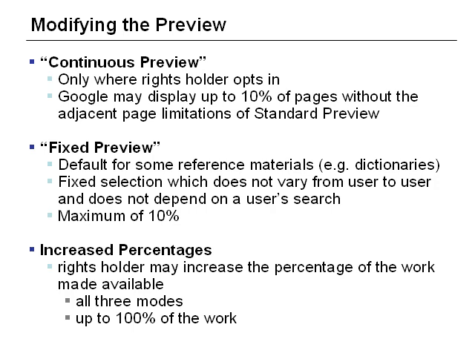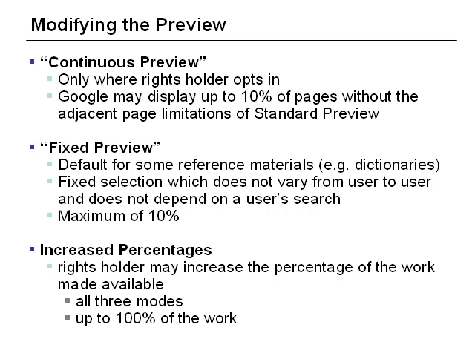Rights holders have the option of selecting a fixed preview or a continuous preview as an alternative to the standard preview. Under a continuous preview, Google is authorized to display up to 10% of pages without the adjacent page limits in the standard preview. Under the fixed preview mode, an initial selection of no more than 10% of the work is made available for preview. This selection does not vary according to the user query being performed.